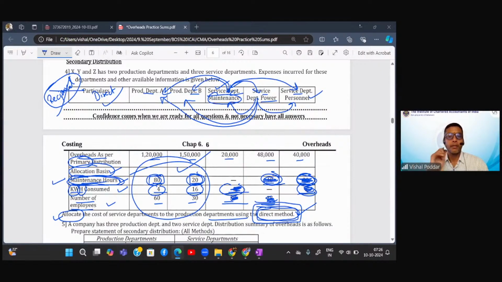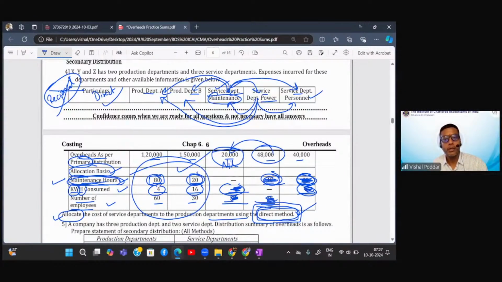Now, your problem is that, sir, once I apportion service department maintenance, it will become zero, correct? But sir, when I go to power, it will give something to maintenance. That is my query, sir. Arey beta, so you are not understanding what I'm saying. You are sticking to what is there in your head. Just allow my point to enter your head.